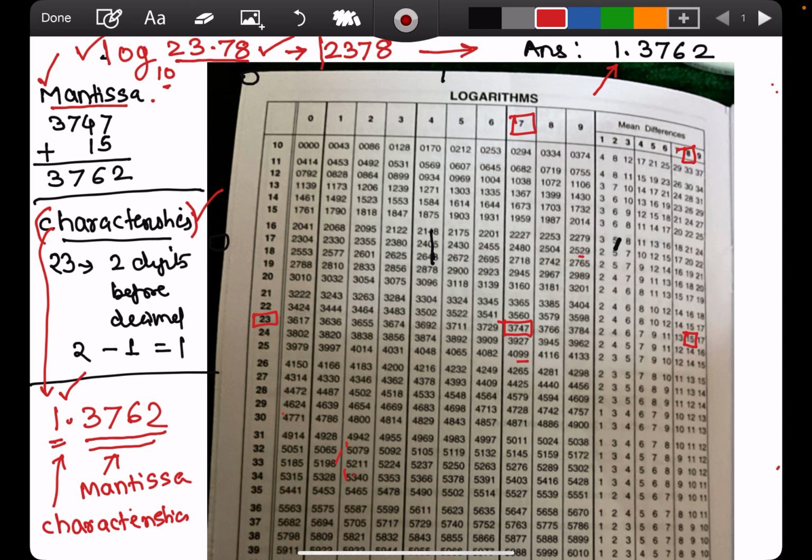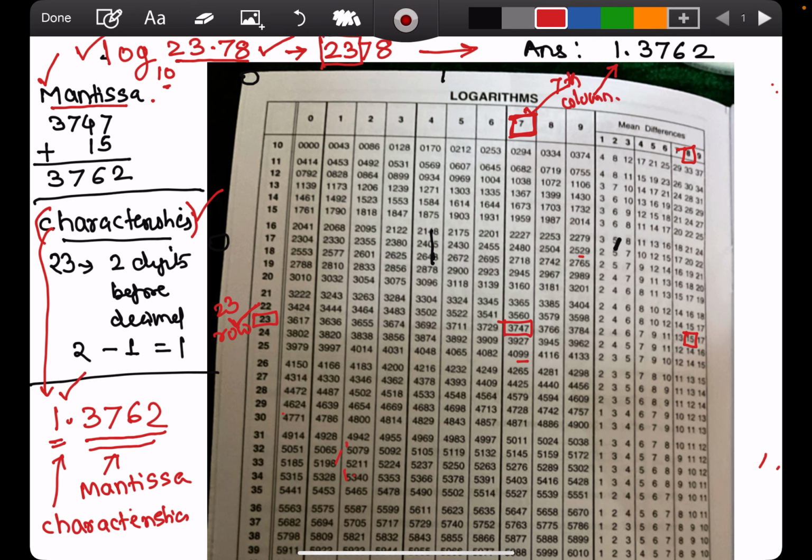which is 23. I take the first two digits, which is 23, and look for 23 in the log table. You see that 23 is located here in the log table, so I put a red mark over here. Now the next digit is 7. I locate the 7 in the log table as shown. This is the 7th column which I have located. This is the 23rd row which I had located.